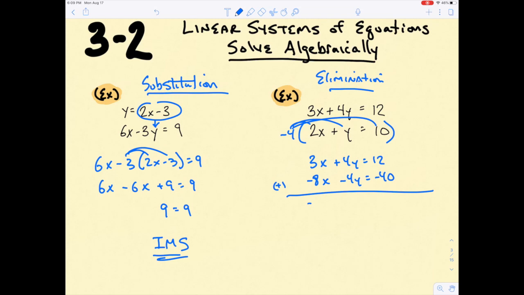So when I add the top column with the bottom column, or 3x minus 8x, and I add them together, I get negative 5x. The y's cancel out. 12 and negative 40 make negative 28. I could see that this is going to be a little bit sloppy. So I'm going to go with the decimal on this one. That's going to be 5.6.